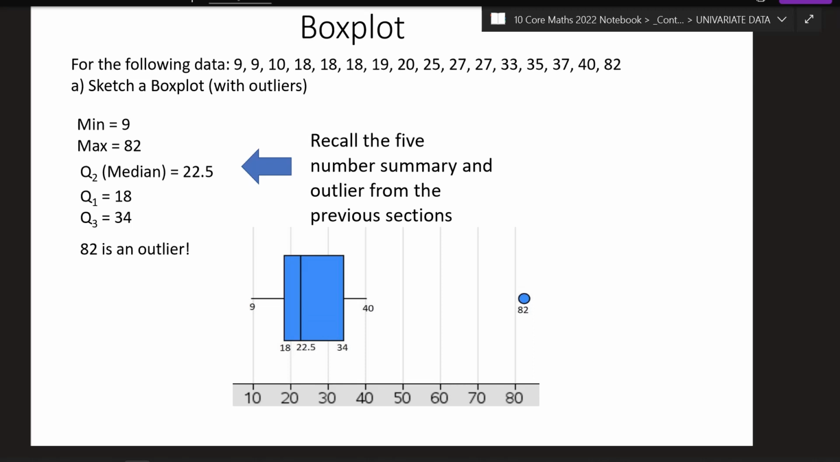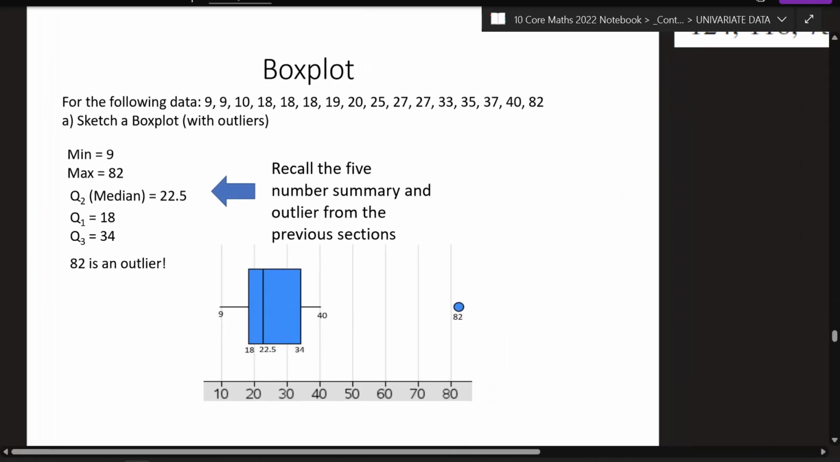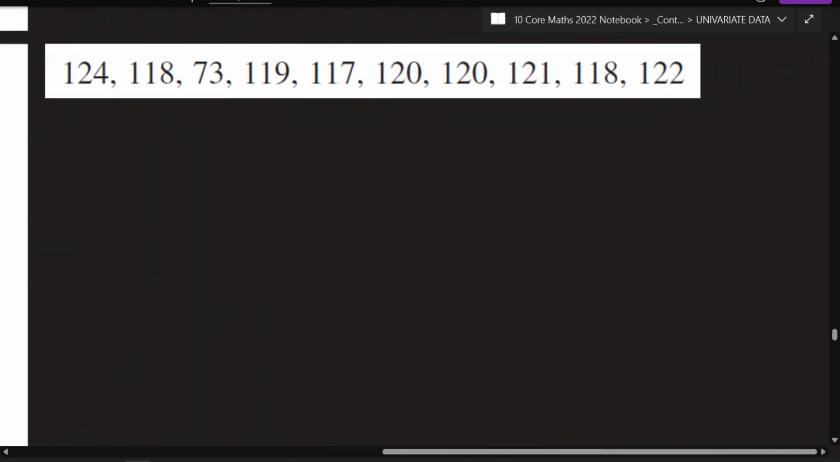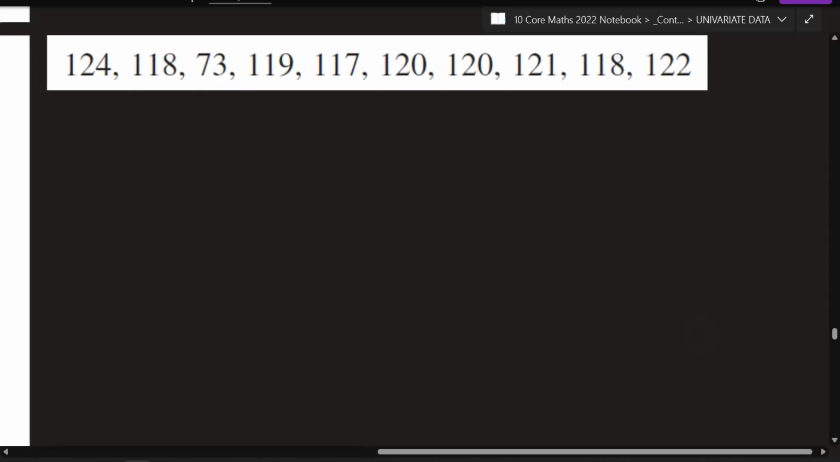Let's go through it. Unfortunately, I should have removed this, but it's okay. We're going to do this number set here. If you have your bound references or a piece of paper, I would like you to write this in there, and we're going to do the box plot for this. Please do this as you will be doing it in the actual SAC. You've got to know how to do your box plots.